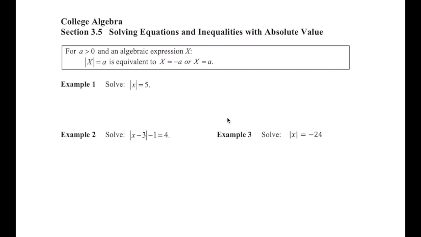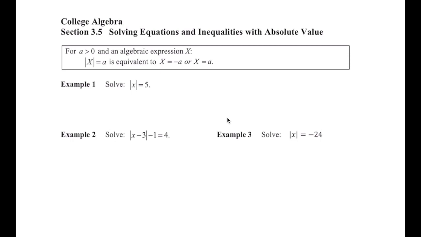Let's talk about solving equations and inequalities with the absolute value. Now we have to make sure our absolute value is equal to a number a that is greater than 0. If that's true, then our x value will be equal to the negative and positive value of a.